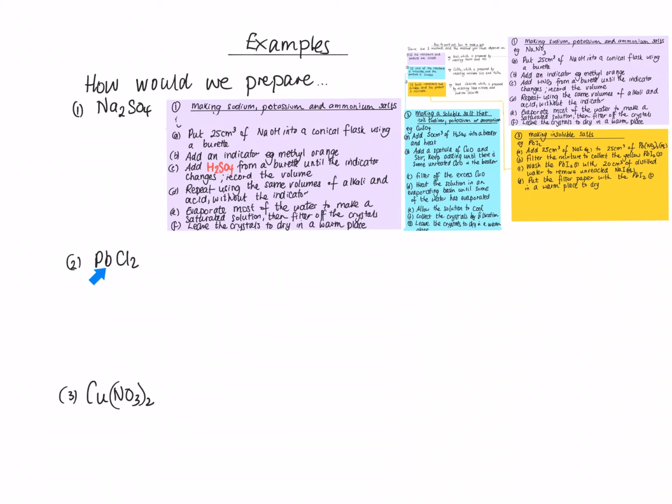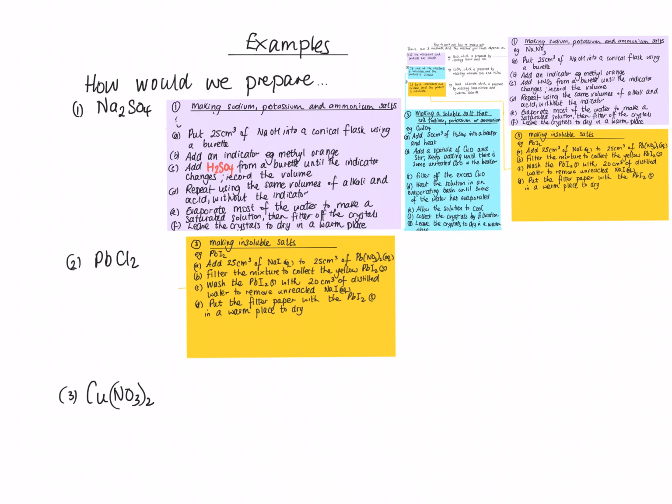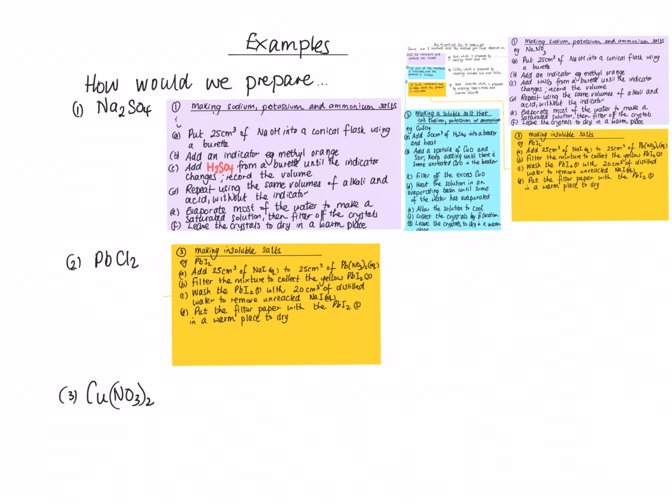Number 2, preparing lead chloride. Lead chloride is an insoluble salt, and because it's an insoluble salt, we will use the procedure here in yellow. This particular procedure is going to make lead iodide, but we want to make lead chloride. So rather than adding NaI, to make our lead chloride, we're going to add NaCl. The rest of the method stays exactly the same.